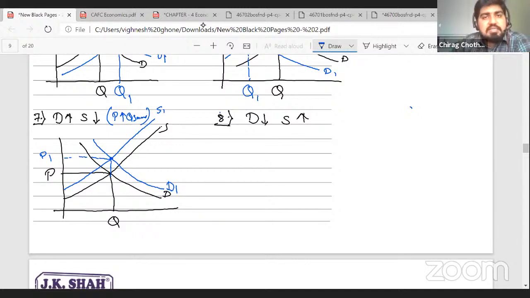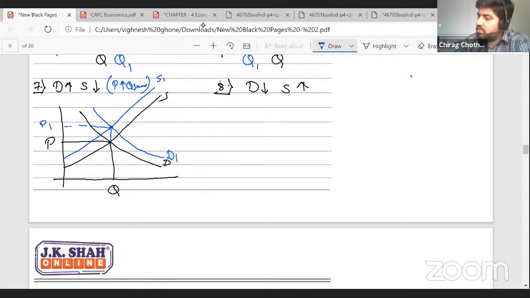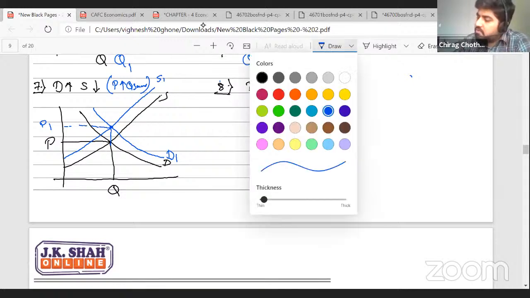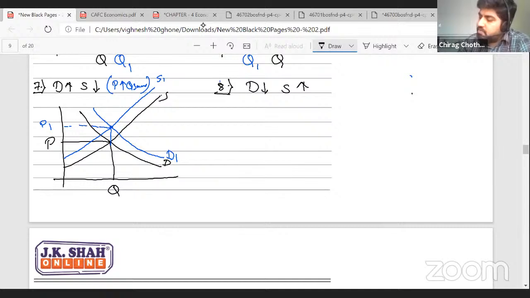Very clear in this, guys? Sure. Okay. So we are almost halfway through now in all the diagrams. So I'm sure you are understanding this. Okay. In the next 10 minutes or so, you should be in a position to understand all the different kinds of variety in changes in demand and supply, which will easily fetch you 3 to 4 marks in your examination.